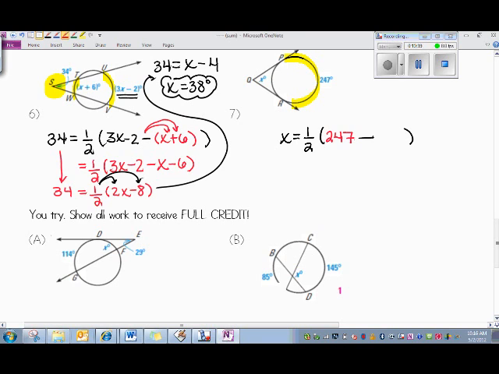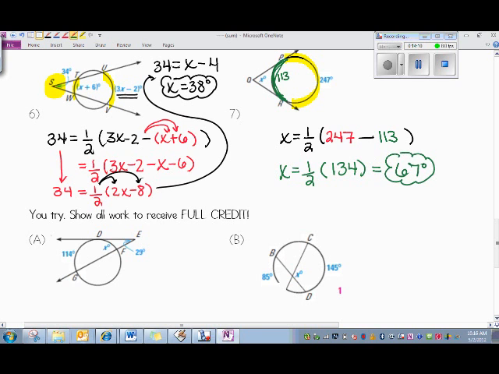Hopefully you're answering my question. To figure out this little arc here, what do the arcs have to add to? 360, right? So to get the green arc that I just drew in, I have to do 360 minus 247, and that gives me 113 for the measure of that green arc. Now I can go through and do the problem. X is equal to 1/2 of 247 minus 113, which is 134, and 1/2 of 134 is 67 degrees.